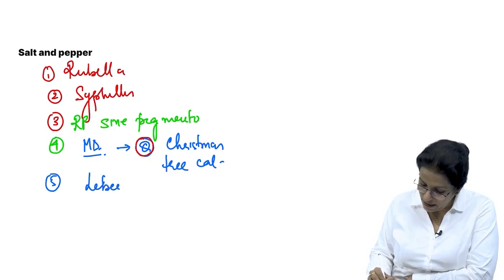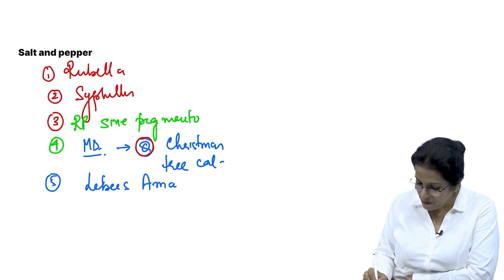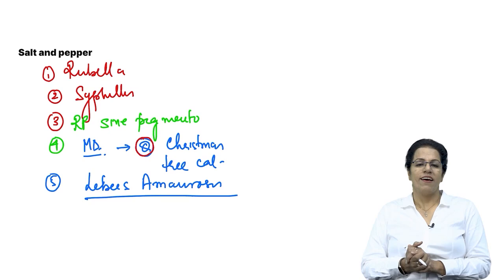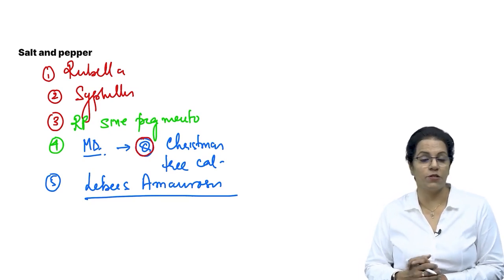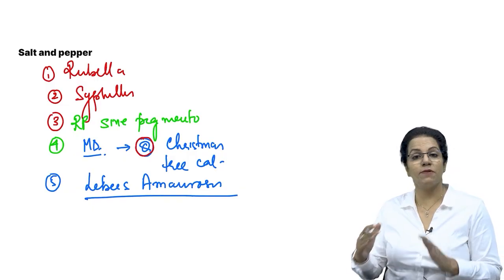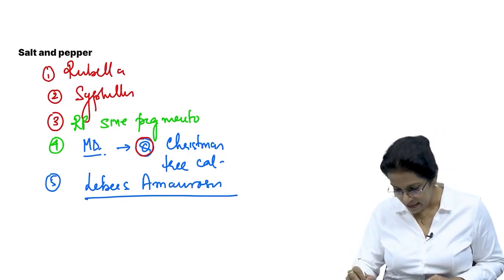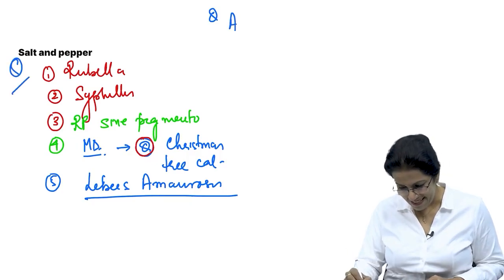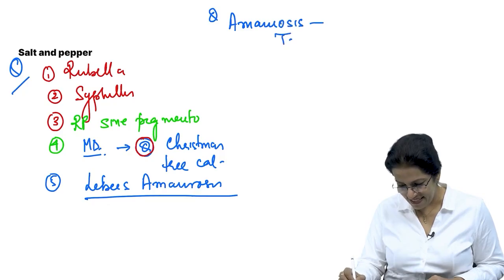Leber's amaurosis. Leber's is a name. What is amaurosis, all of you? You will answer. Any of you answer me this. Ma'am, amaurosis is a transient loss of vision. No, that is amaurosis fugax. So we will correct ourselves. In ophthalmology, there are three terms. Very important. Let's talk about it. So first, what is amaurosis? If I ask you what is amaurosis, you will say it is total loss of vision. Isn't it? It is total loss of vision.